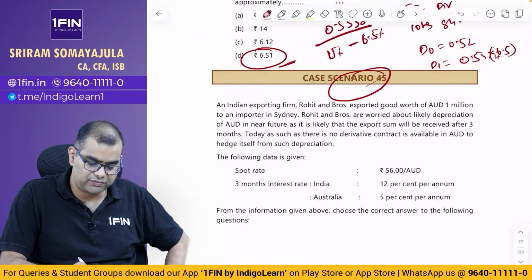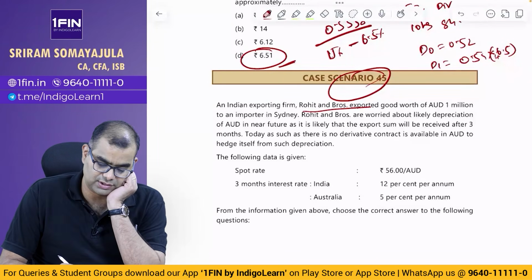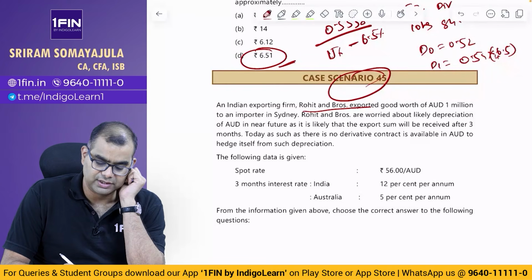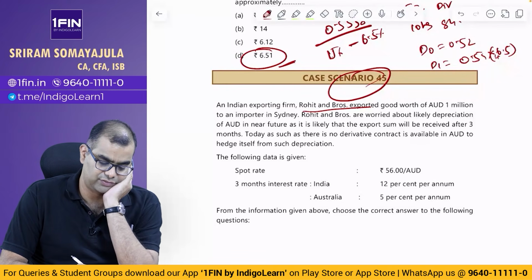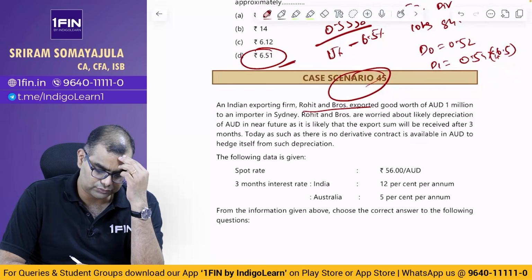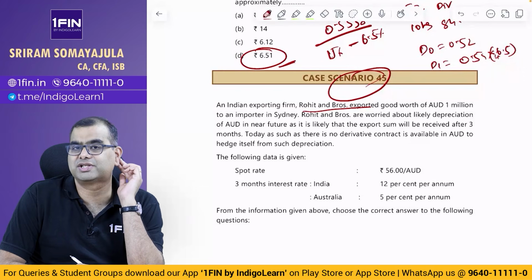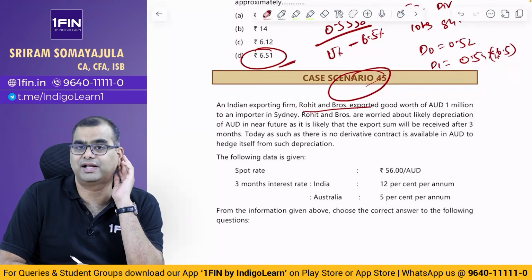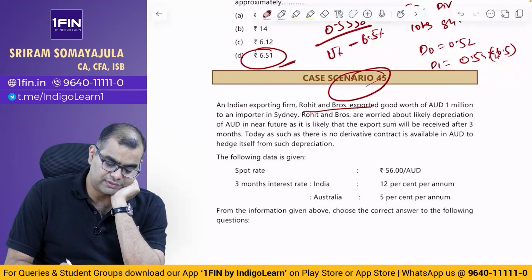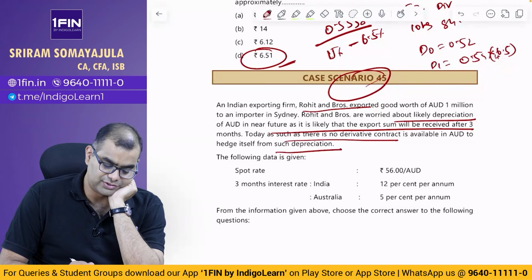Then scenario 45. An Indian exporting firm, Rohit and Bros, exported goods worth AUD 1 million to an importer in Sydney. They are worried about likely depreciation in future. So India, we exported to somebody, and they're worried about depreciation of AUD, that is appreciation of INR. If INR appreciates, they'll get lower money in INR. They're worried about depreciation in near future. Likely the export sum will be received after 3 months, as there is no derivative available to hedge from depreciation.